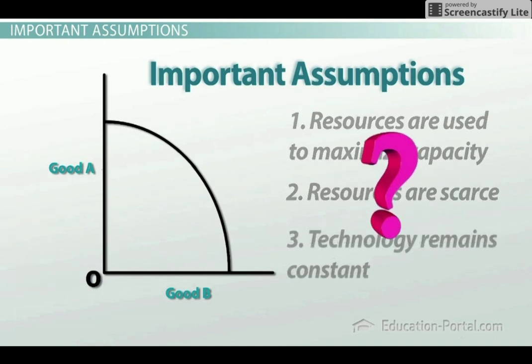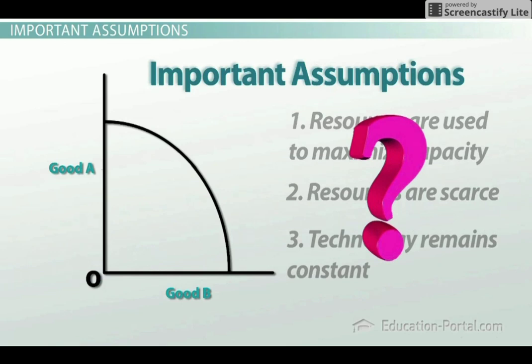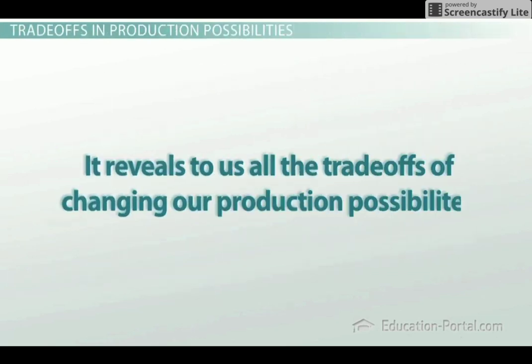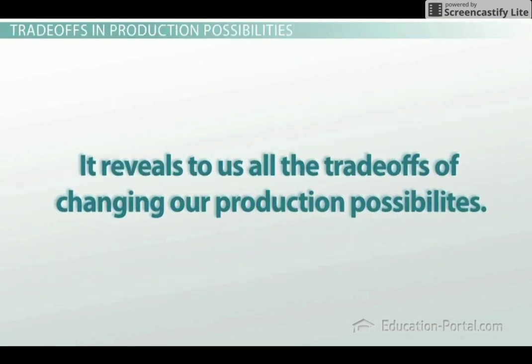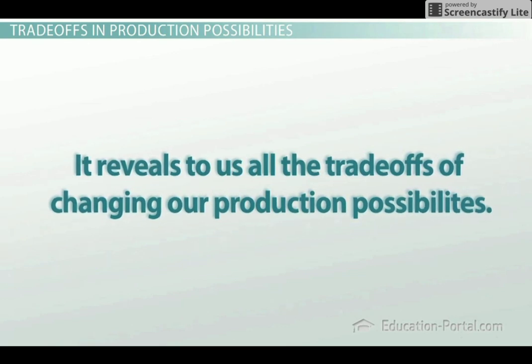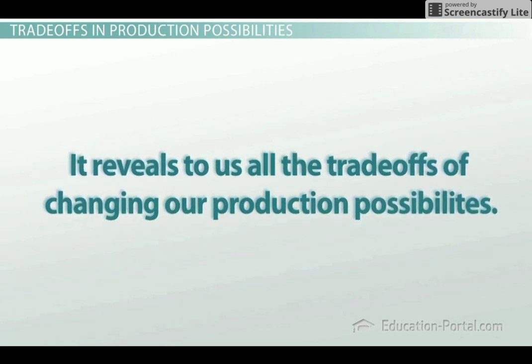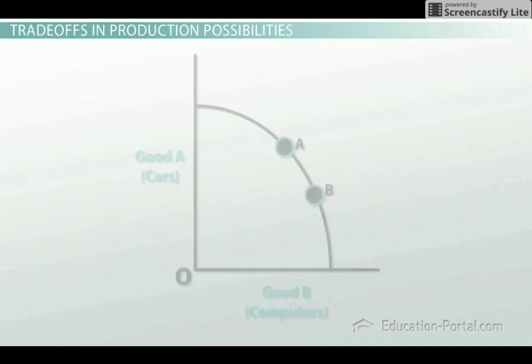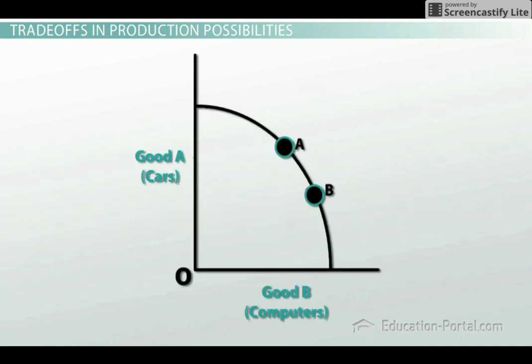So what are we really saying? If you're producing the right combination of two goods, then you're using your resources efficiently. Why is this important? Because it reveals to us all the trade-offs of changing our production possibilities. We can pick any 2 points on a production possibility curve and explain the trade-offs or the opportunity cost of producing different combinations of these two goods.